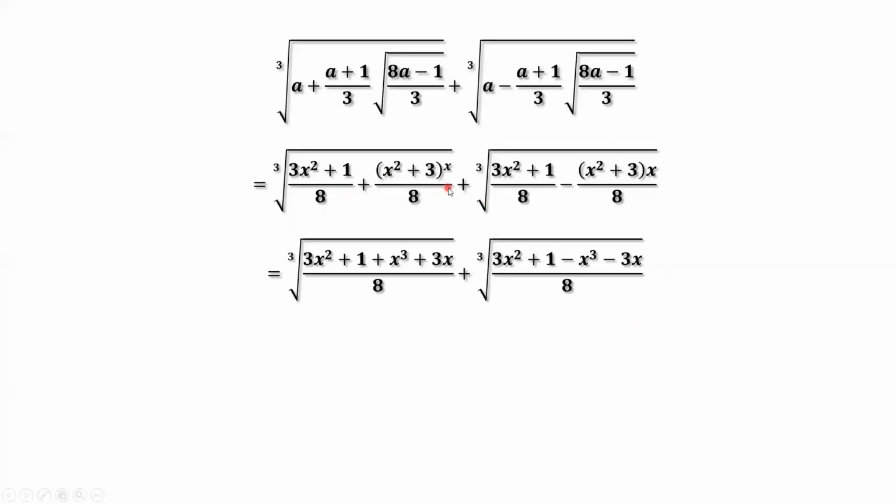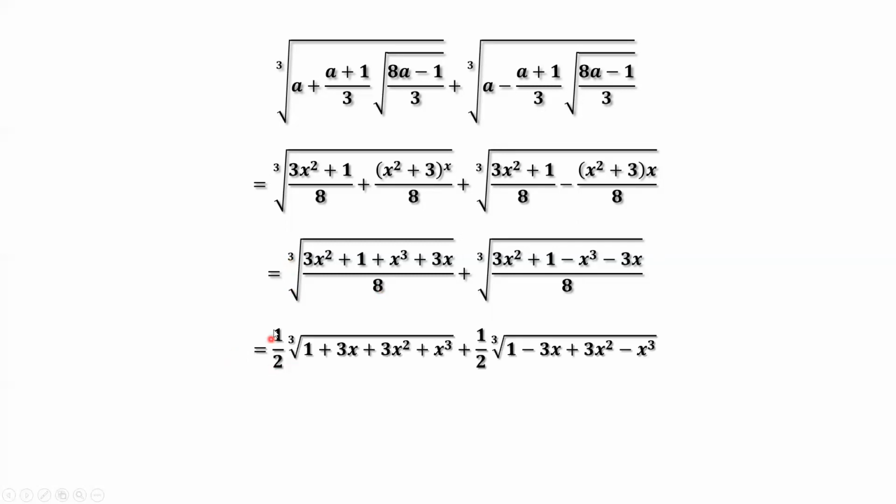Continue to simplify. We have the denominator, it's 8. 8, take the third root, is 2. We can factor 2 out. That's 1/2. Here's also 1/2. Rearrange the inside part in this kind of order.